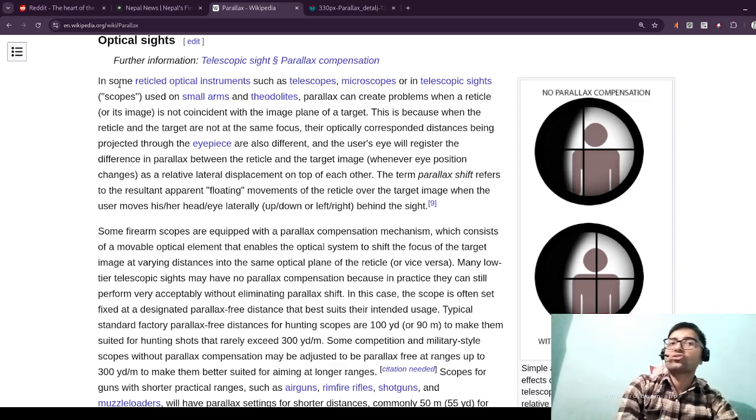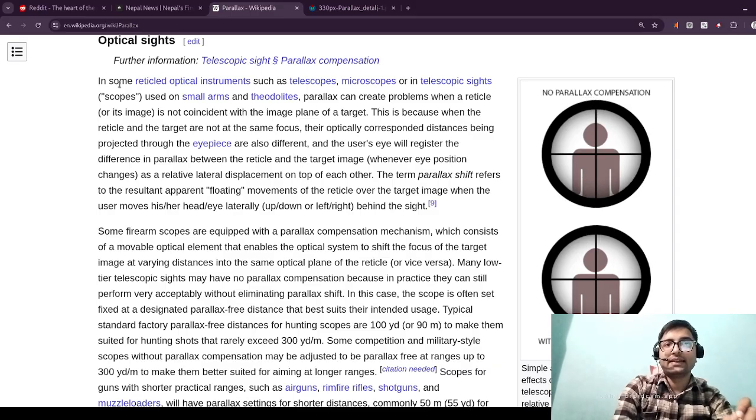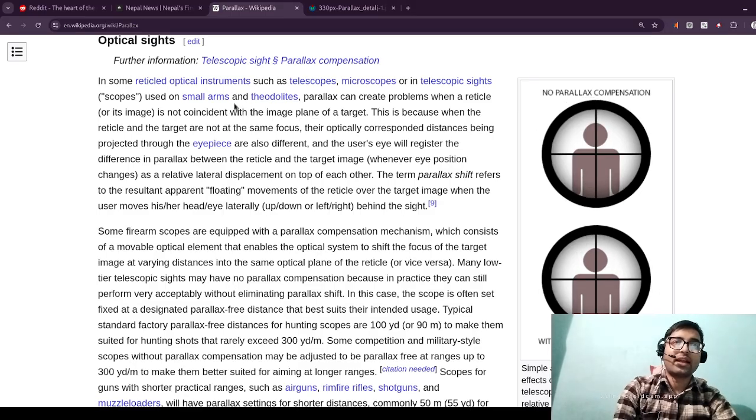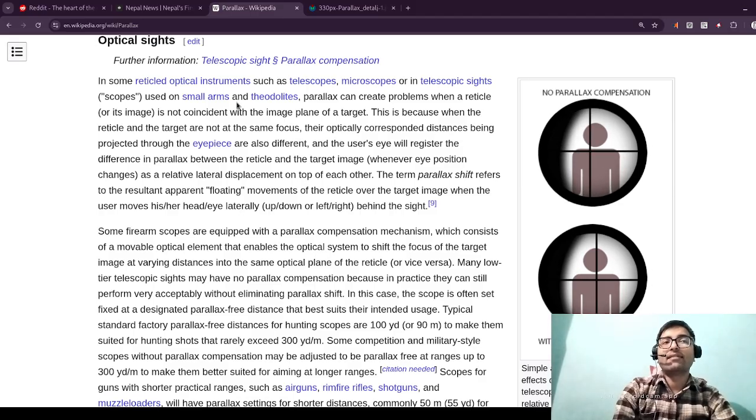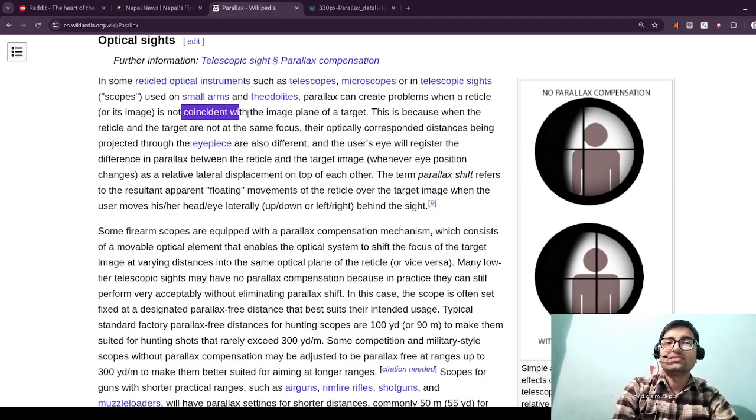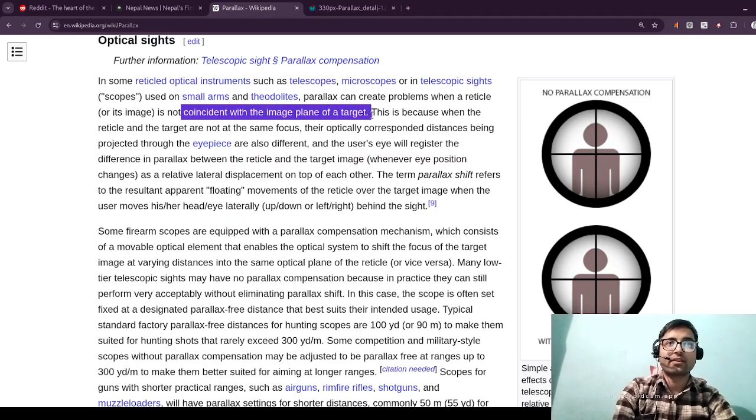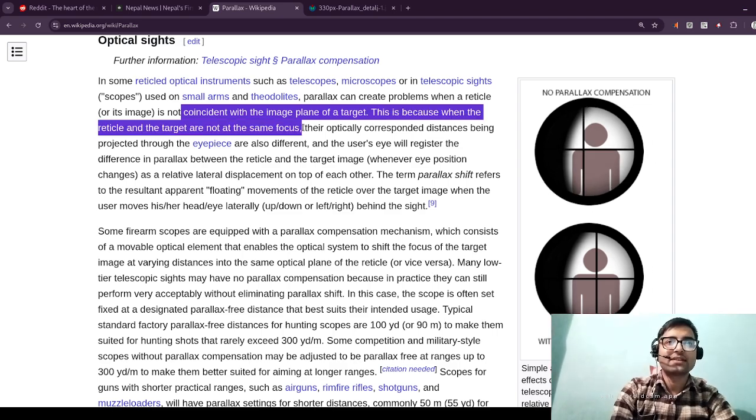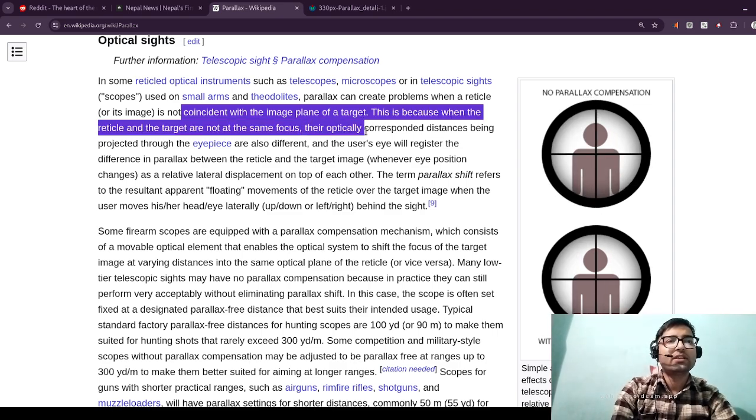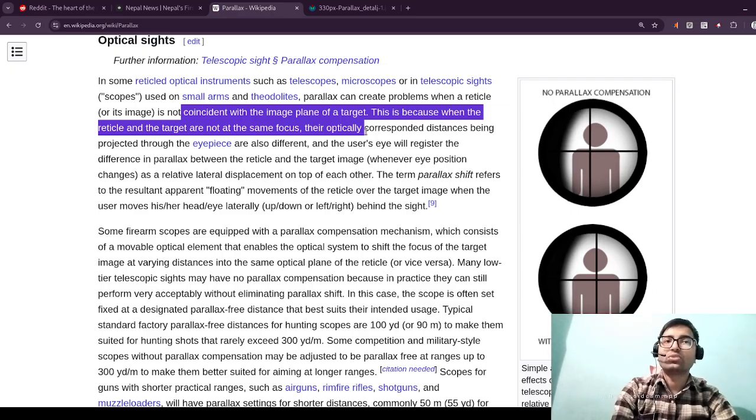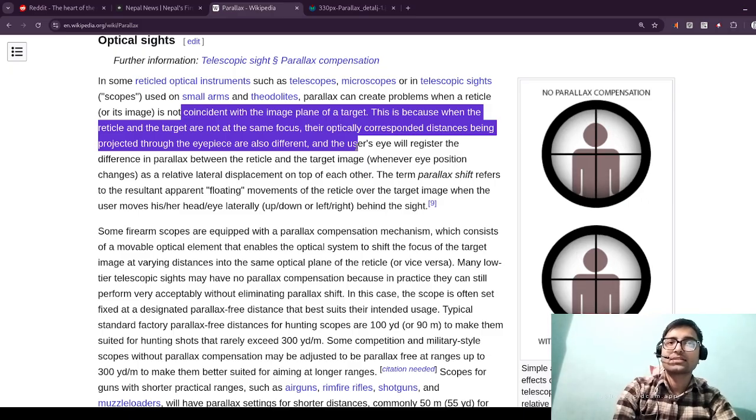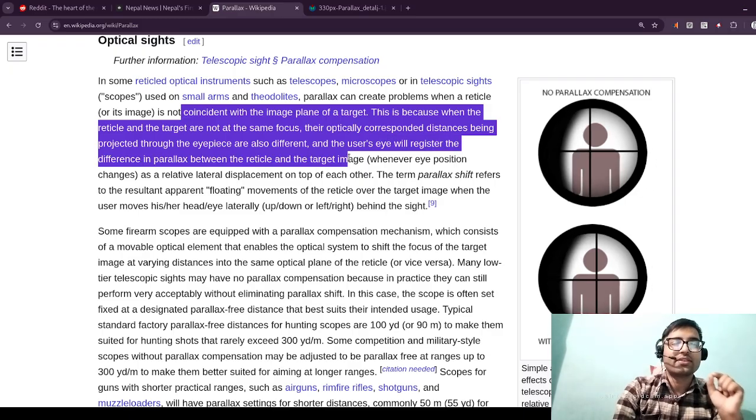Optical sight. In some ray-based optical instruments such as telescopes, microscopes, or telescopic sights used on small arms or theodolites, parallax can create a problem when the reticle or image is not coincident with the image plane of the target. This is because when the reticle and the target are not at the same focus, their optically corresponding distances being projected through the eyepiece are also different, and the user's eye will register the different distance in the parallax between the reticle and the target image.